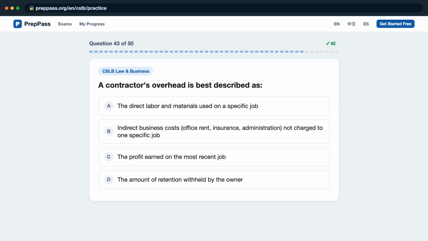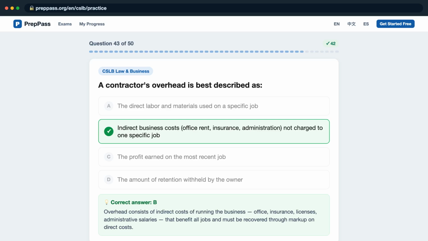Question 43. A contractor's overhead is best described as, is it A, the direct labor and materials used on a specific job? B, indirect business costs, office rent, insurance, administration not charged to one specific job? C, the profit earned on the most recent job? D, the amount of retention withheld by the owner? The correct answer is B. Overhead consists of indirect costs of running the business, office, insurance, licenses, administrative salaries, that benefit all jobs and must be recovered through markup on direct costs.